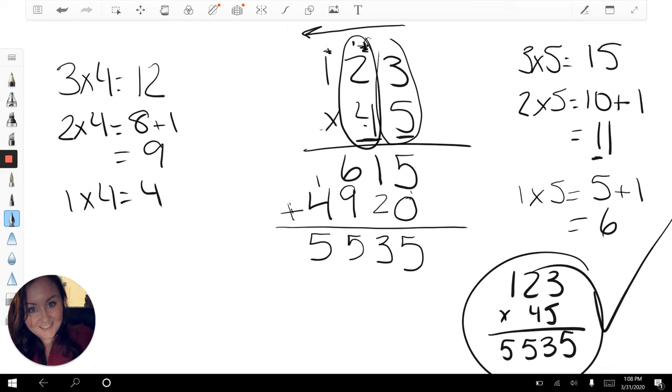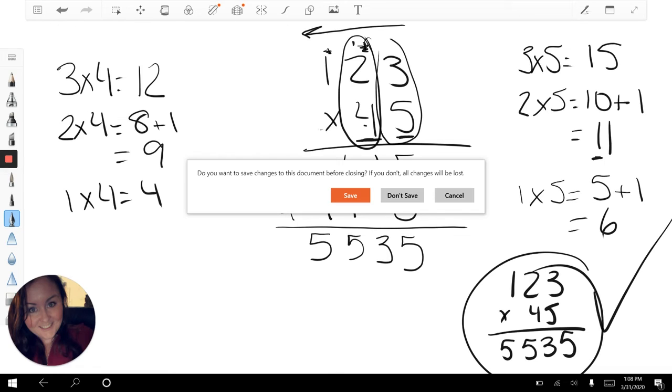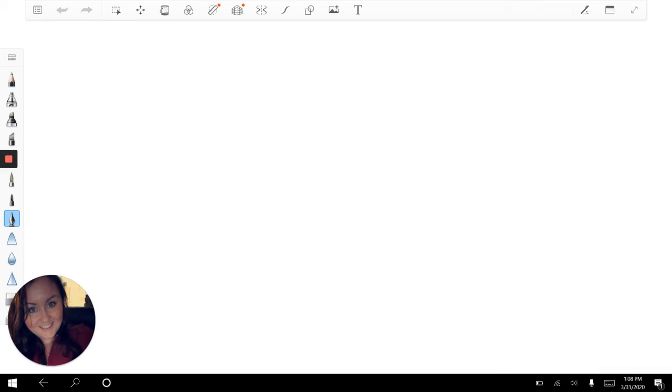Awesome. So what happens if we have 3 digits multiplied by 3 digits? We'll show you what that looks like. Okay, so if we were to have 123 again, multiplied by 456. I know I'm very original with numbers.